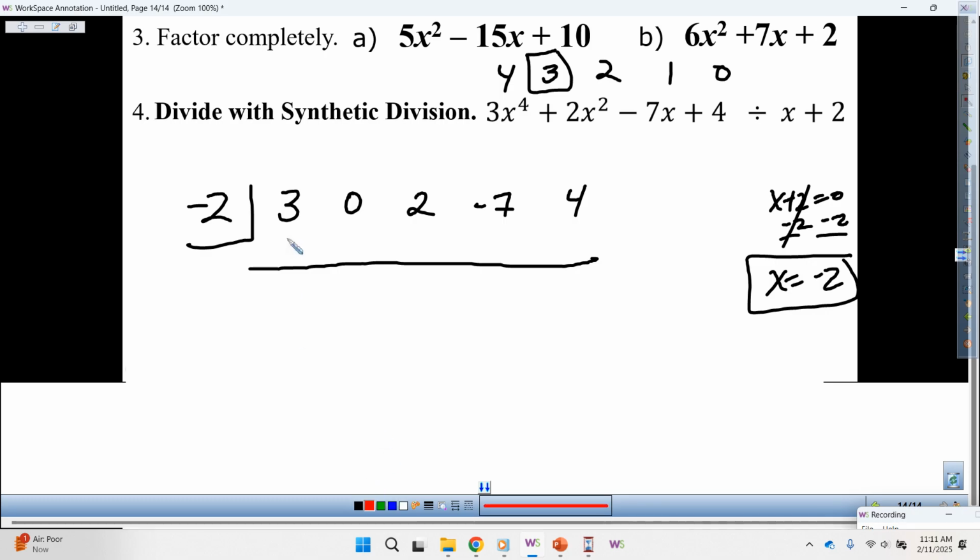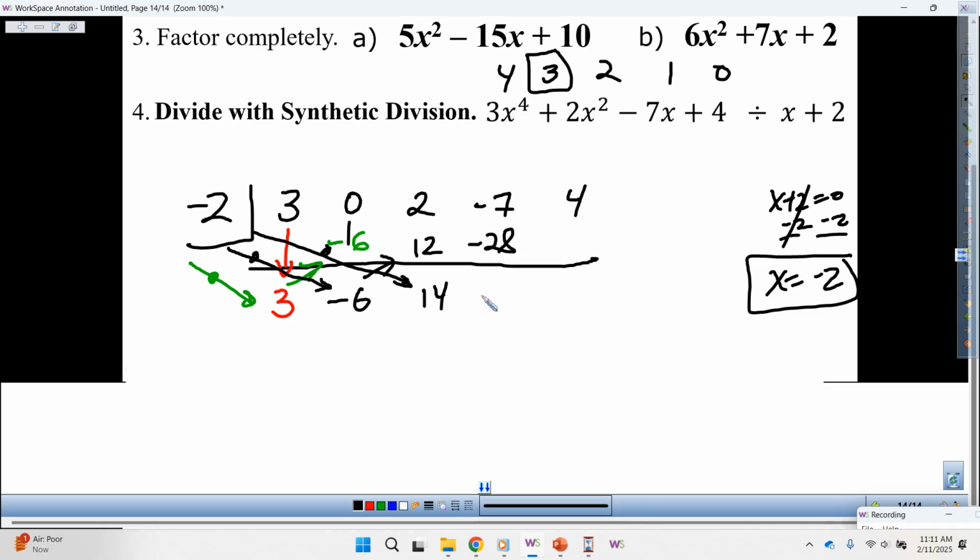All right. Bring this number down. Let's start our multiplication. Negative 2 times 3 is negative 6. Combine. That's negative 6. Do it again. Negative 2 times negative 6. That's 12. Combine. That's 14. Negative 2 times 14. That's negative 28. Combine. That's negative 35. Negative 2 times negative 35. That's 70. Combine. That's 74. And that's our remainder.